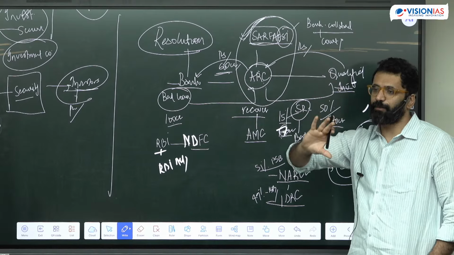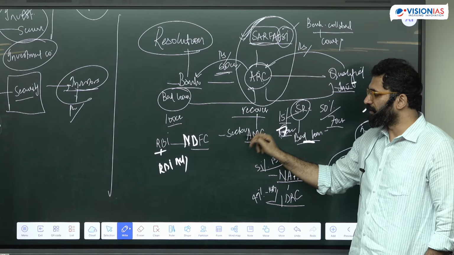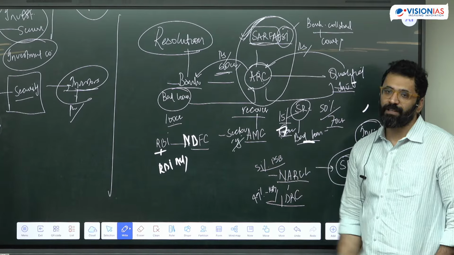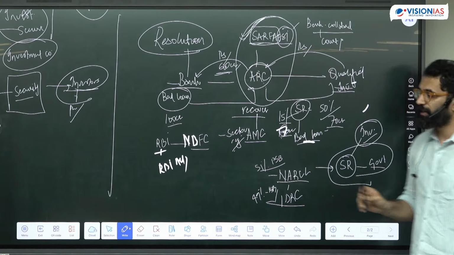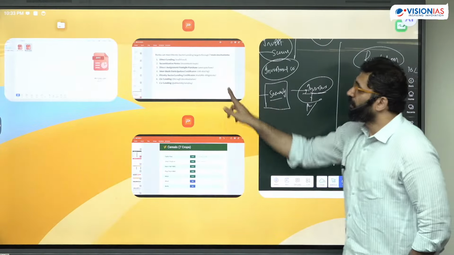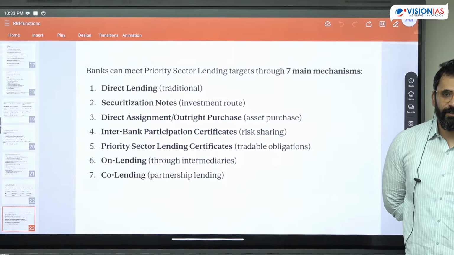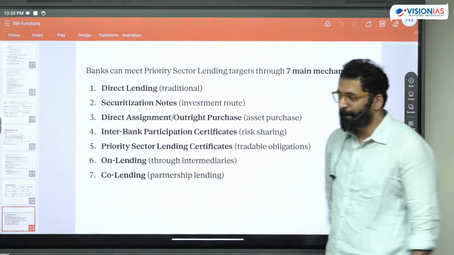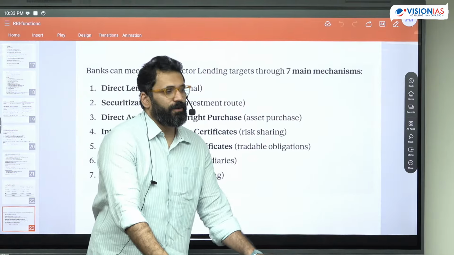In NBFCs there are two-three types of regulations. One is RBI regulation, the other is sector regulators. And third is this type, asset reconstruction, which is an NBFC but regulated under Sarfaesi. So the first step here was direct lending. Second is securitization routes. Is the securitization route clear? This is an investment. What will be the collateral in this?